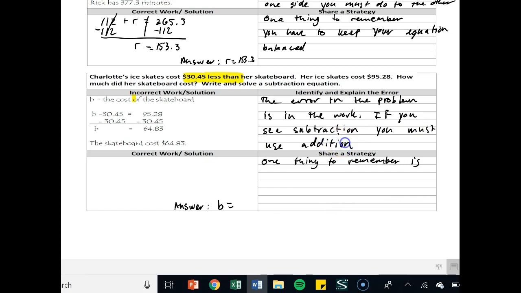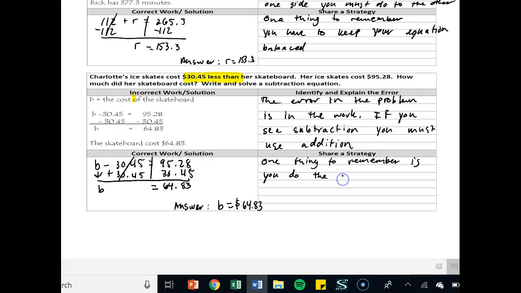Okay, so let's go ahead and fix this. So B minus 30.45 is equal to 95.28. Draw your scales of justice. This time we see subtraction, so we will be adding 30.45. And it makes sense, right? Because the skateboard is supposed to cost more than the ice skates if the ice skates cost about $30 less than the skateboard, right? So B is equal to $64.83.